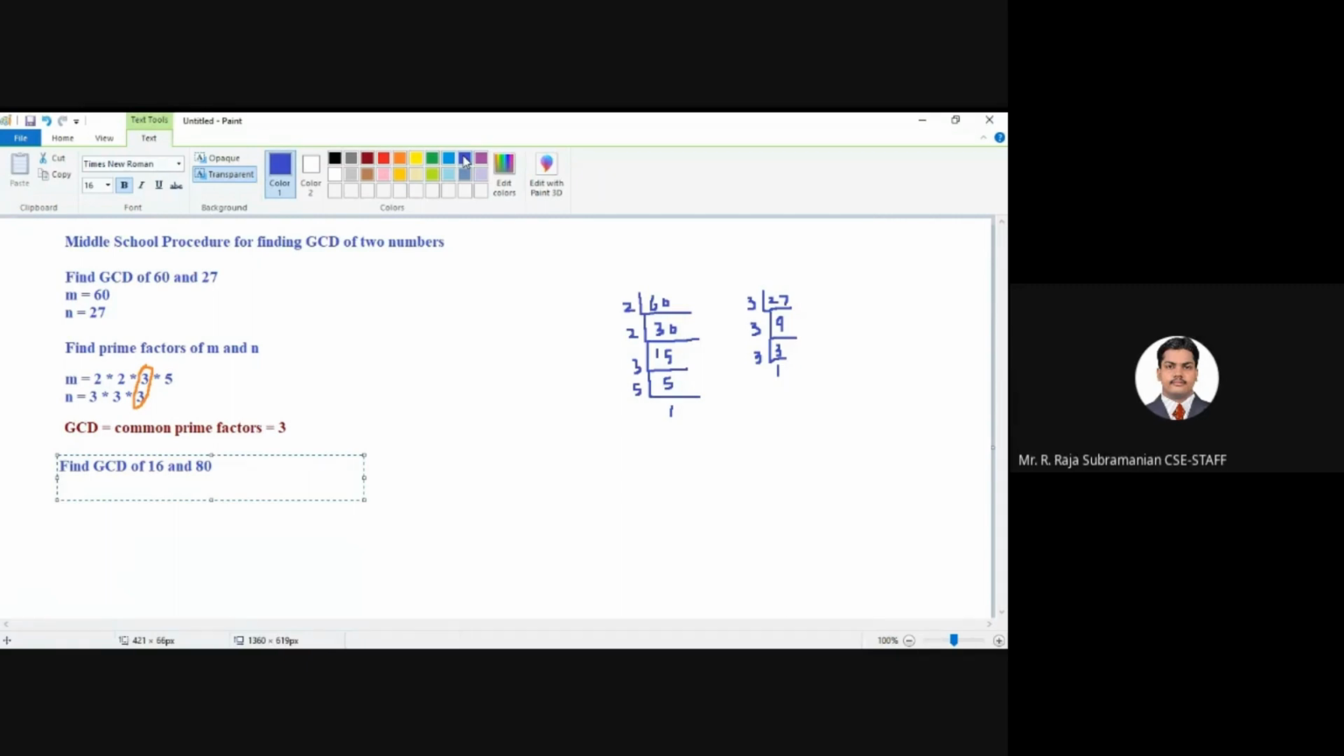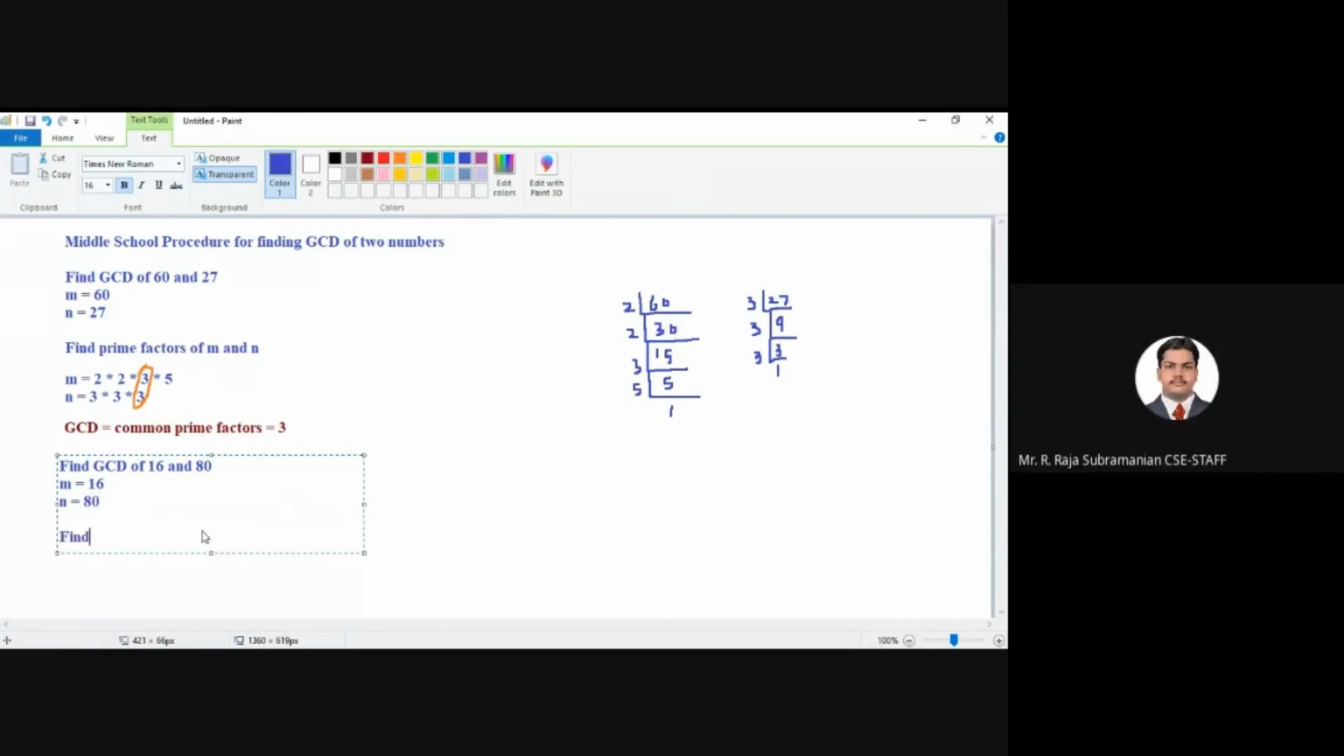For example, you just apply Euclid and see, or you can apply the middle school procedure also. The common prime factors, for example, 4 and 4, I want to do. 2 into 2 is 4 and 2 into 2 is 4. You circle both the common prime factors, you'll get 4 again. So the same number will come.